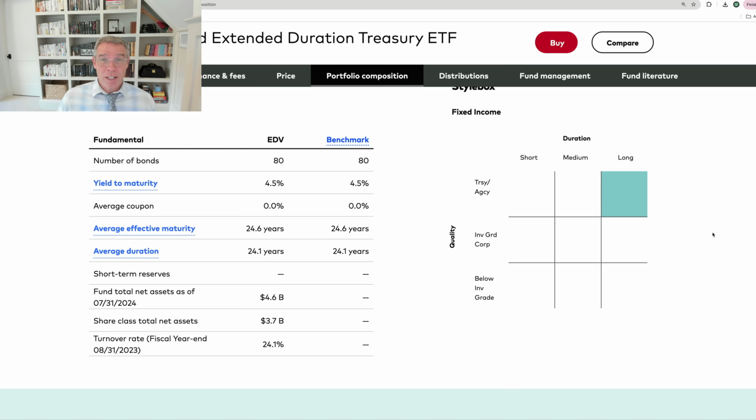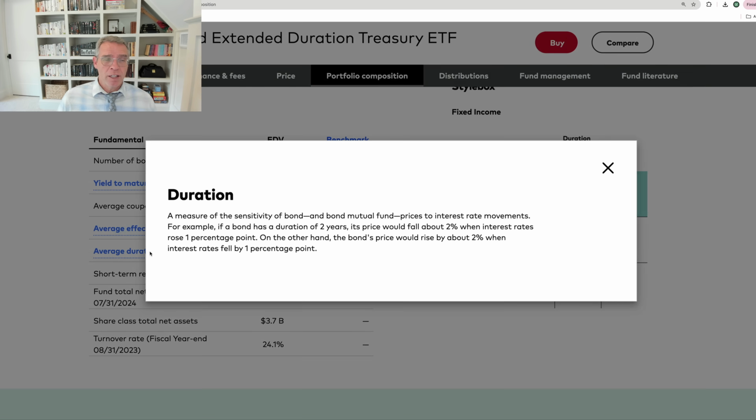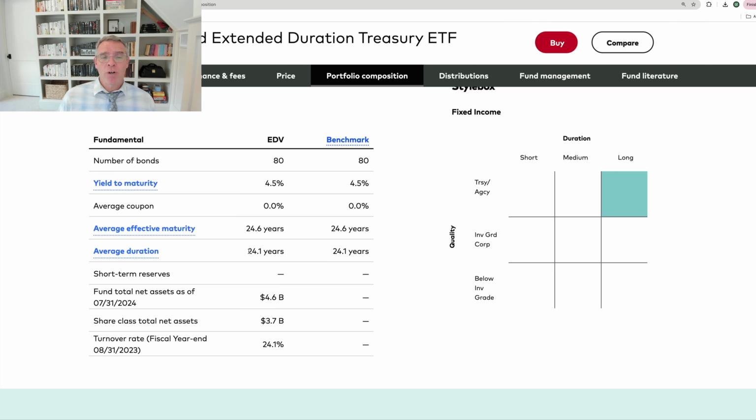Now let's go ahead and look at their effective duration on the Vanguard site. They call it average duration, but again, you'll see a similar change. In their case, they describe a situation where if the bond has a duration of 2 years, its price would fall by 2% when interest rates rose 1%. So that gives you that same definition that I was talking about. In this case, their average duration is 24.1 years. So if interest rates were to fall by 1%, you could expect a 24.1% increase in the price of EDV. Similarly, if interest rates rise by 1%, you can expect a 24.1% decrease in the price of EDV.